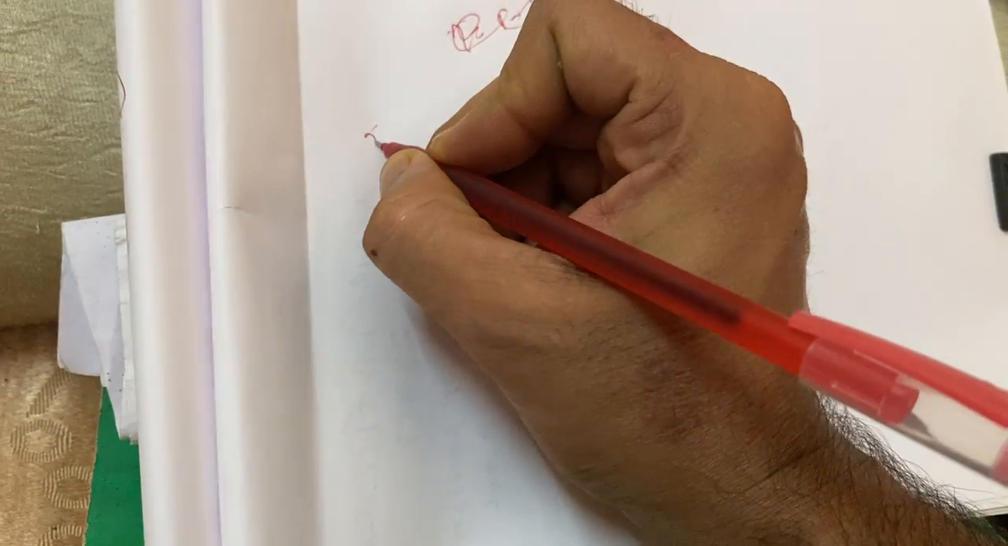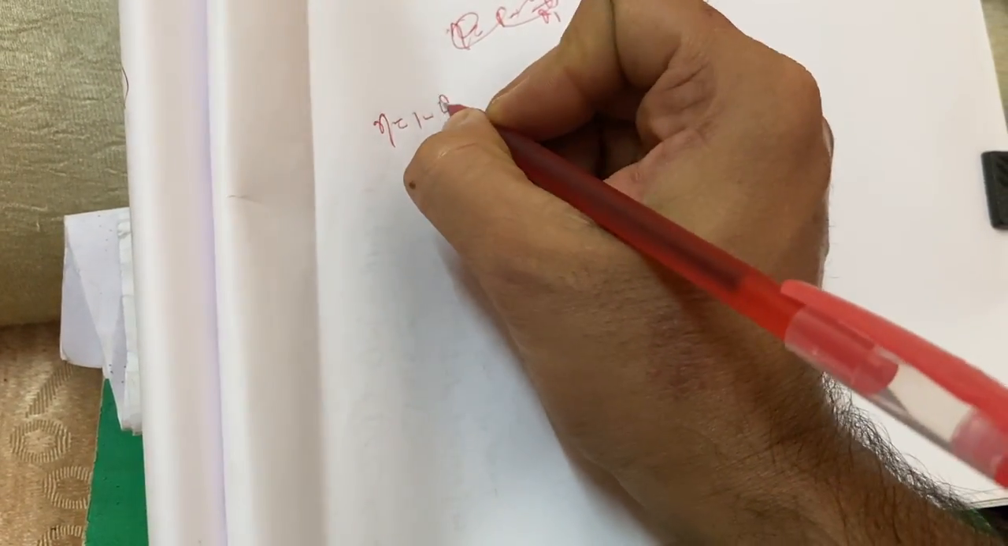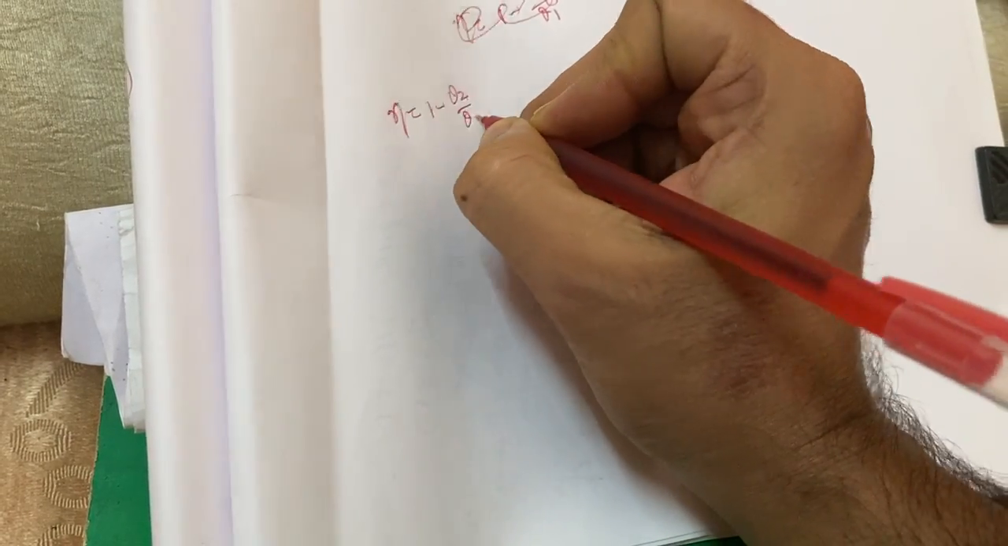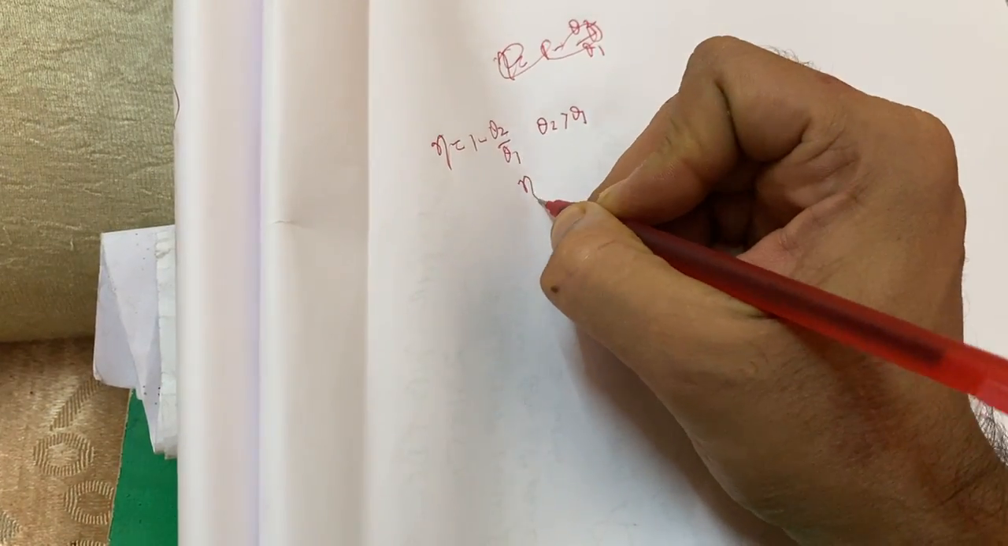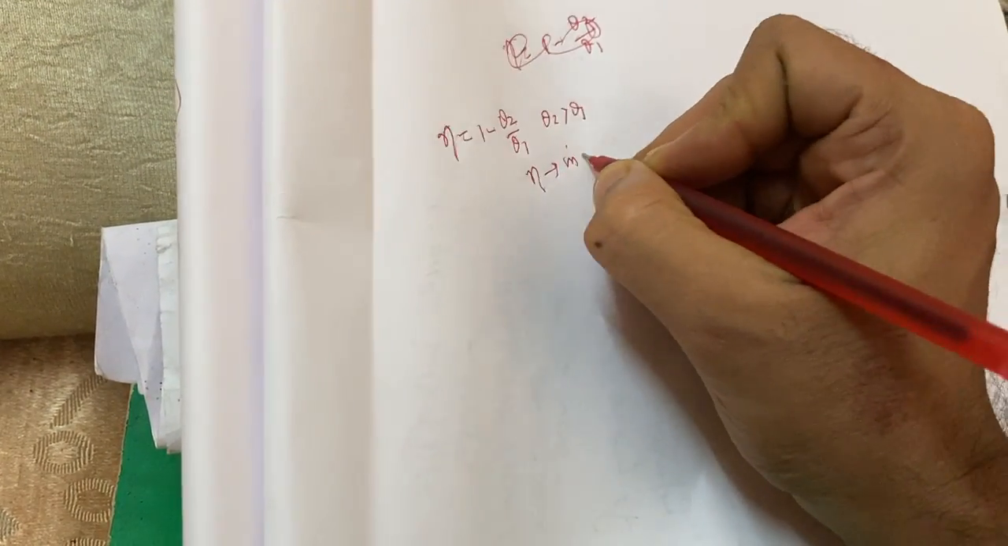So, what is the efficiency of a Carnot engine? Eta equal to 1 minus theta 2 by theta 1, where theta 1 is greater than theta 2 and both theta 1 and theta 2 are in Kelvin. Now, if we want to increase the efficiency eta, this is our aim.